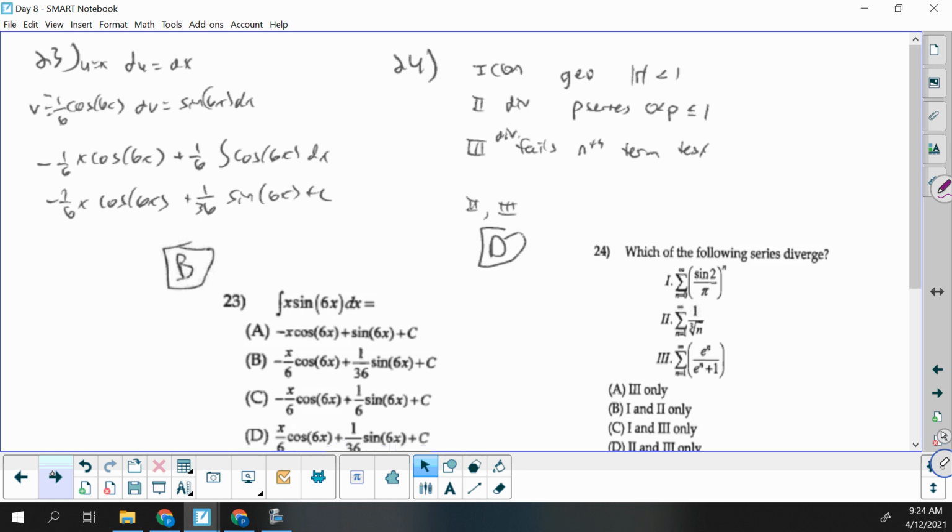In 24, any value of sine stays between -1 and 1. Pi is 3.14, so the inside of that parentheses, the absolute value will be less than 1. So that's going to converge by geometric. In 2, by p series, because p is greater than 0 but less than or equal to 1, 2 is going to diverge. And limit as n goes to infinity in the third one. Think of like ratio of the leading coefficients, that plus 1 is not going to make a big deal when n goes to infinity, so that's just going to approach 1. So by nth term test, that's going to diverge. So choices 2 and 3, or in other words D, are ones that will diverge.